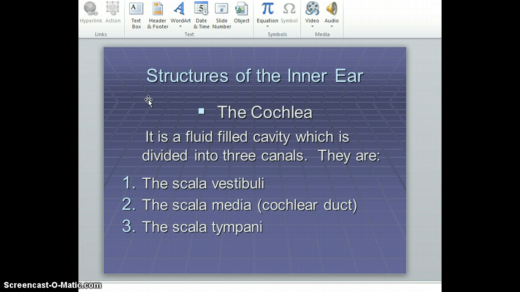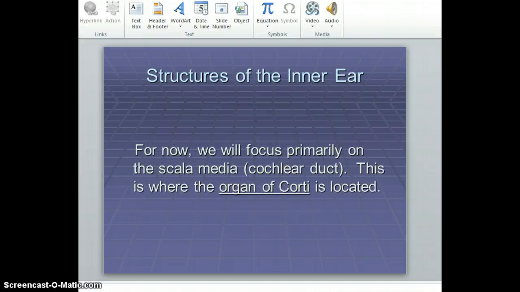Let's discuss the cochlea a little bit more. It is a fluid-filled cavity which is divided into 3 canals, and they are the scala vestibuli, the scala media, or better known as the cochlear duct, and the scala tympani. For now, we're primarily going to focus on the scala media, or cochlear duct. And this is where the organ of Corti is located.